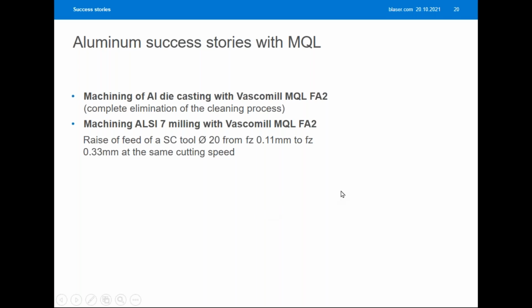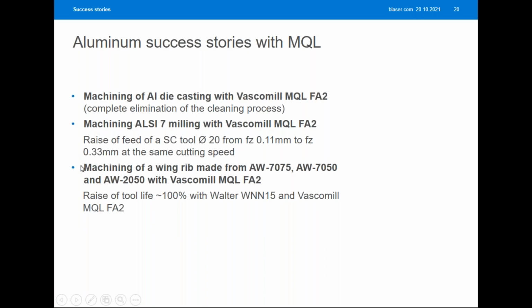The second one is machining AlSi7 with Vascomill MQL FA2. So we were able to increase the metal removal rate, go to 3 times as fast. In the beginning, you will see a video right afterwards.